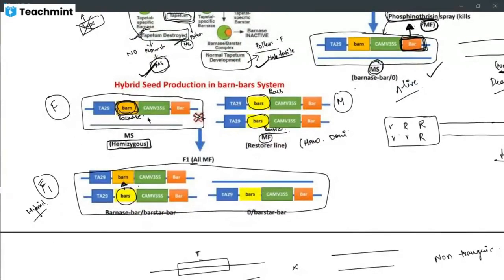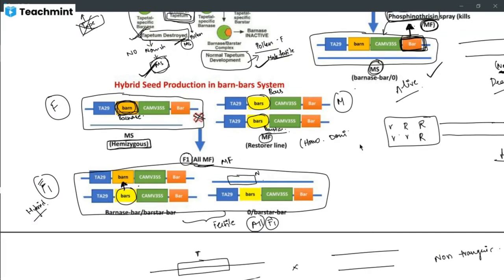So the same is the case here. When we cross the hemizygous female plant which has the Barnase construct with your homozygous dominant male plant which has the barstar construct, all the F1 will be male fertile because barstar will counterattack the Barnase. Here there is a normal construct, there is no transgene in this case. So ultimately all will be fertile, right? All the F1 will be fertile. Is it okay?